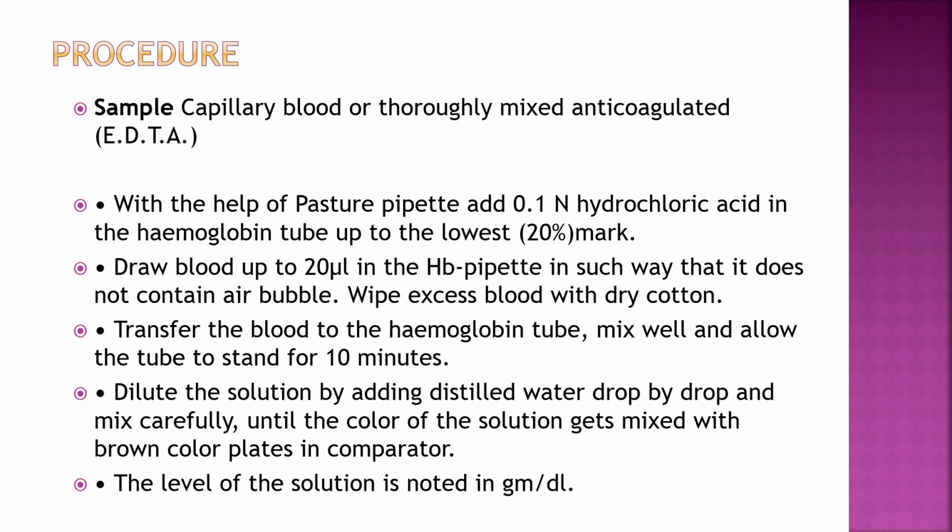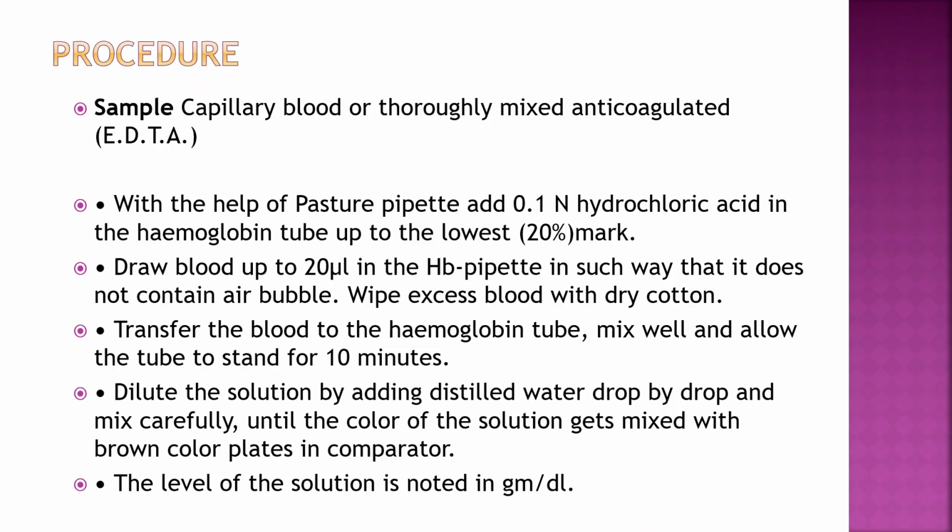Now we will see the procedure of hemoglobin estimation by Sahli method. The sample is capillary blood or EDTA blood. With the help of a Pasteur pipette we take 0.1 N HCl in the hemoglobin tube up to the 20% mark. Then we take blood in the Hb pipette or Sahli pipette up to the 0.5 marking, or 20 microliters of blood, so that there is no air bubble, and excess blood is wiped off with dry cotton or cloth. Then that blood is transferred to the hemoglobin tube which already contains 0.1 N HCl.